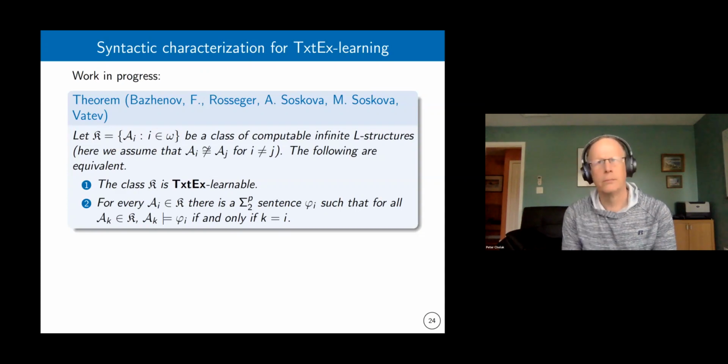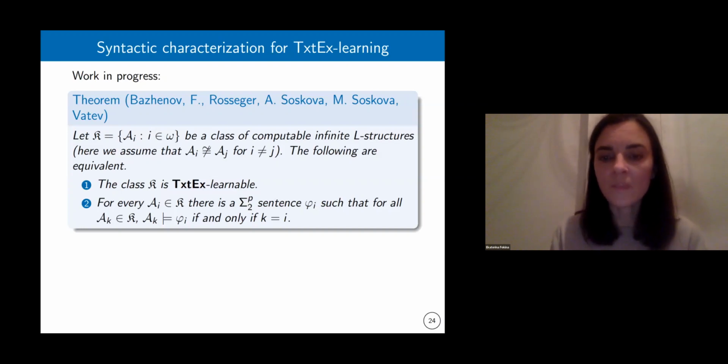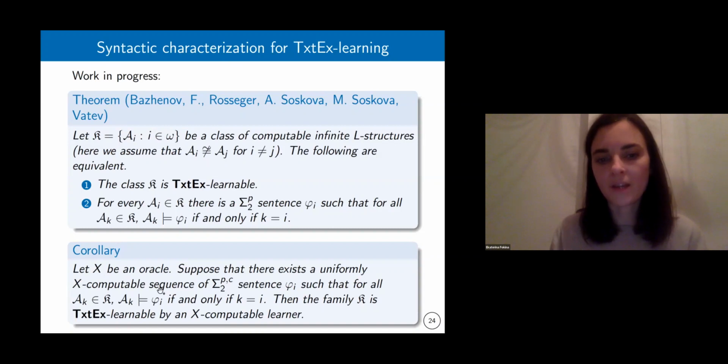Okay, and these are the formulas that characterize text EX learnability, so learnability only from the positive information. Again, Sigma 2 positive sentences are enough, and this is exactly what we need. And then also we can measure the complexity of the learner in exactly the same way as in the previous case. So if we have an oracle X, and suppose we have a uniformly X-computable sequence of those positive Sigma 2 X-computable sentences, such that those sentences describe structures inside this class, then the family is learnable by an X-computable learner.